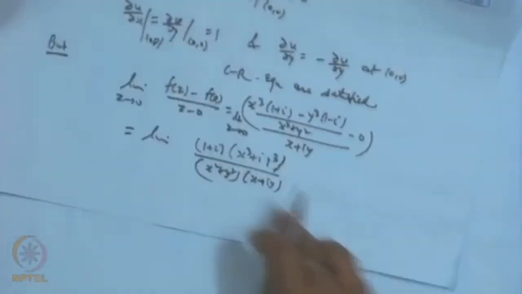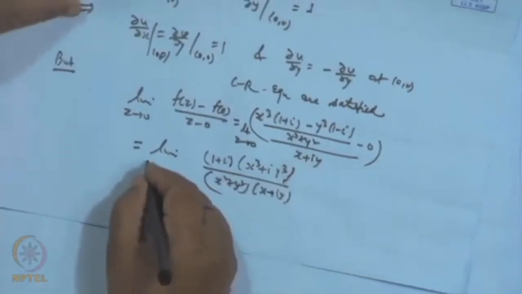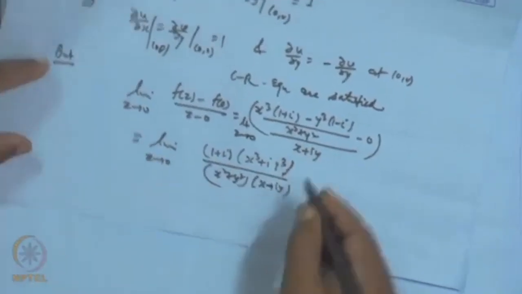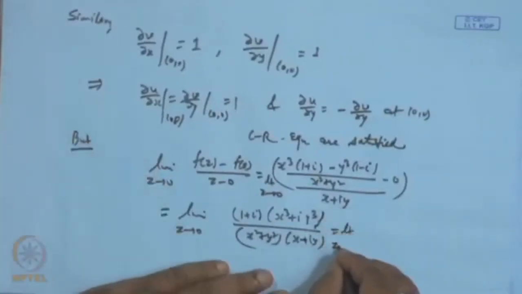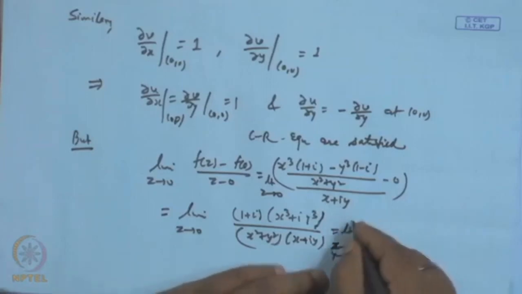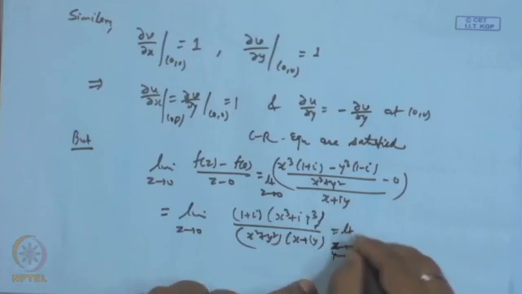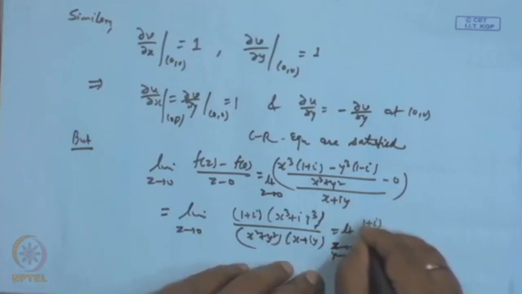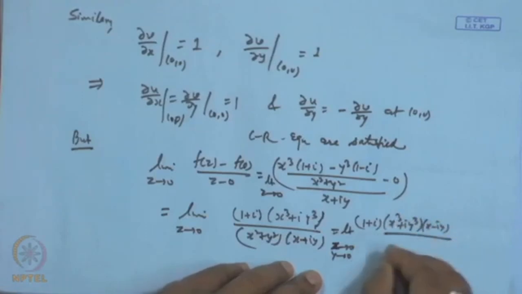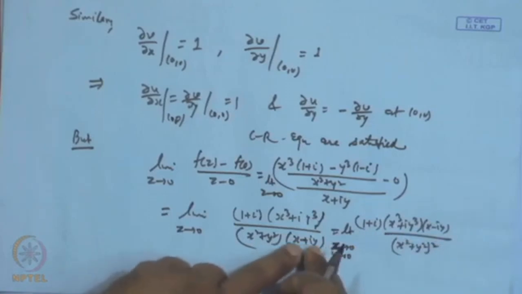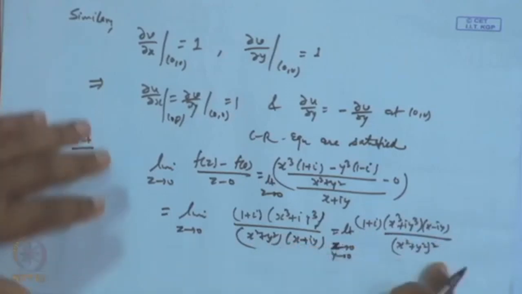Okay. Now, multiply by its conjugate, limit z tends to 0. So, when you multiply by its conjugate, you are getting this limit. z tends to 0 means x tends to 0, y tends to 0. Okay. Then, or take y equal to mx also. So, (1 plus i) (x cube plus i y cube)(x minus i y) divided by (x square plus y square) whole square, because this is (x minus i y)(x plus i y) equals x square plus y square. So, it gives us the square.